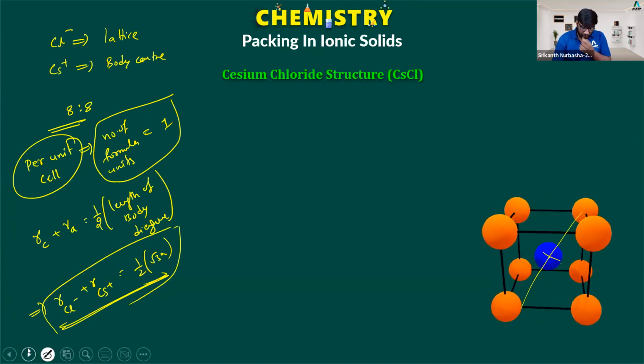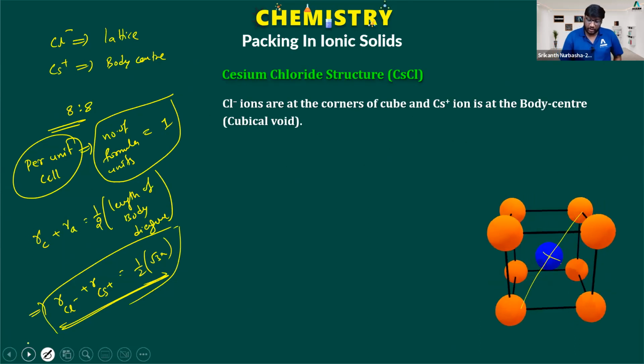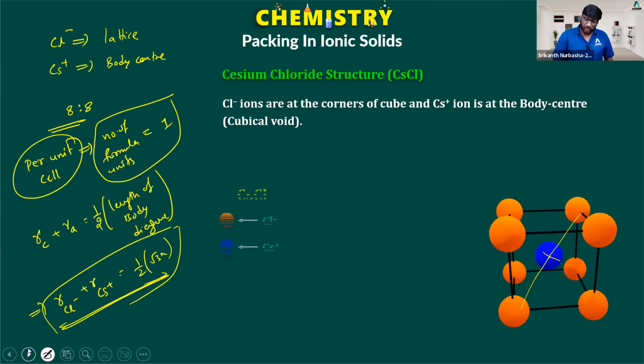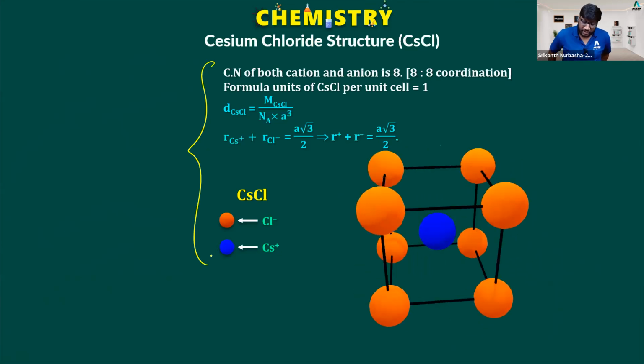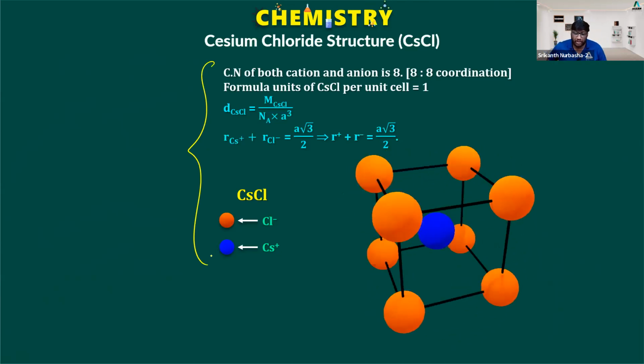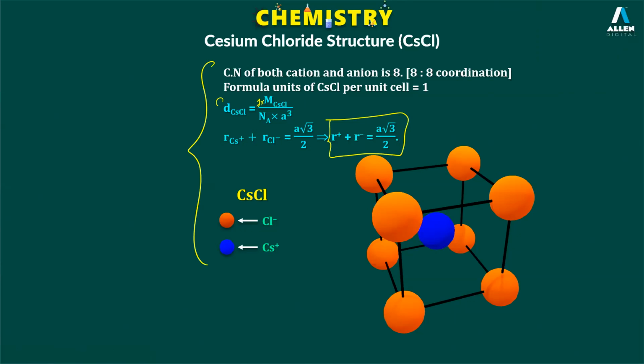Okay, this was the complete information. Cl minus are at the corners of the cube and Cs plus at the body center cubical void. Cl minus corner, Cs plus body center. And this was the information. Coordination number of both cation and anion is 8. So 8 is to 8 coordination type. Formula units of CsCl per unit cell is 1. So Z is 1. So density is 1 into molar mass of CsCl divided by Avogadro number into a cube. Radius of cation plus radius of anion is half of root 3a. Is everything clear so far? Yes, sir. That's right.